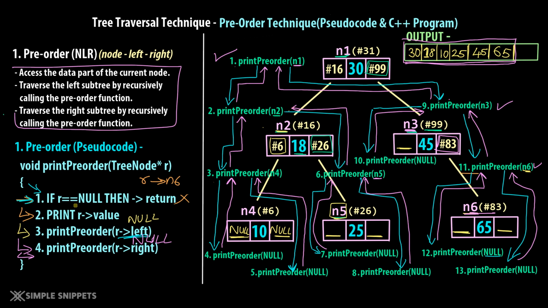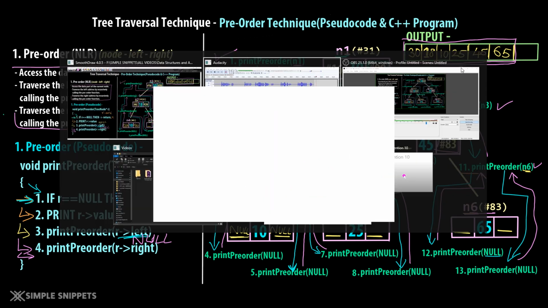So let's jump to the practical part and convert this pseudocode into proper C++ code. Just keep this output in mind so that we can cross-check it with our C++ code, because we'll enter the same values for our binary search tree. Okay? Alright. Let's switch to our Dev C++ IDE.